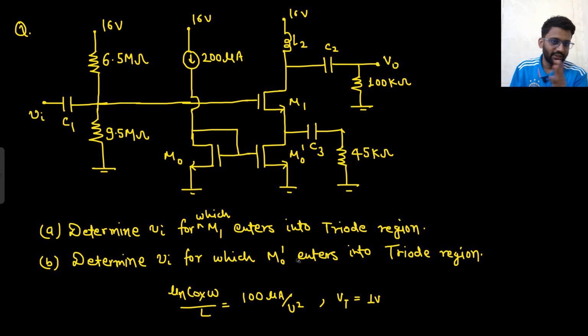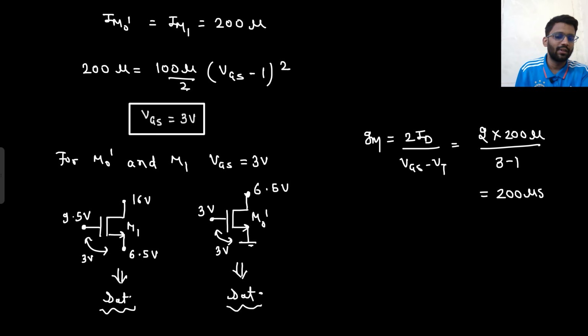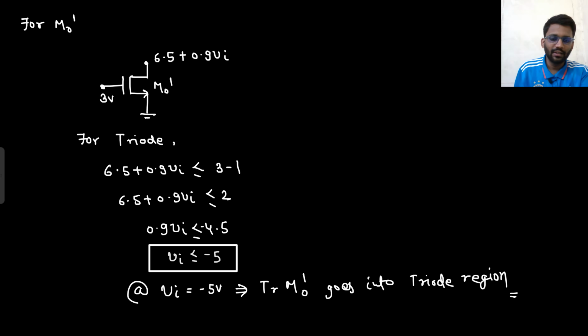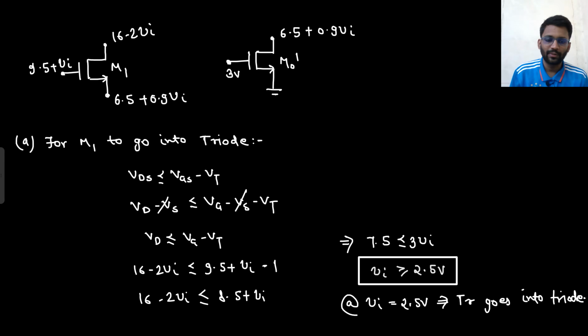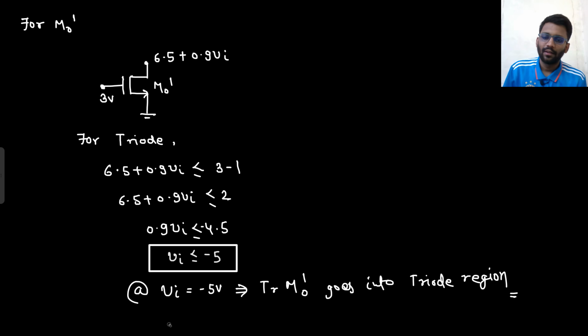So saturation, and then triode. So when V in is equal to 2.5, it will enter into triode region. And in this one, V in should be less than minus 5 volt. So you are decreasing, and when your V in is minus 5, it will go into triode region. Understood? So this was the question. So this was two separate questions. There were two separate questions, A and B.